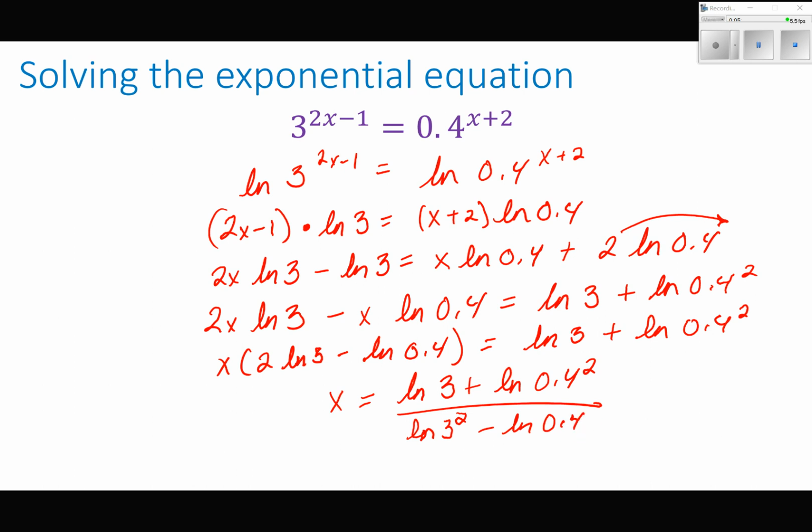So natural log of 3, all of that, if we were to punch that in our calculator, we'd get approximately negative 0.236 is what the value of x has to be for those two to be equal to each other.